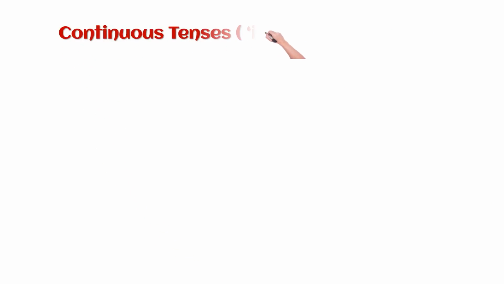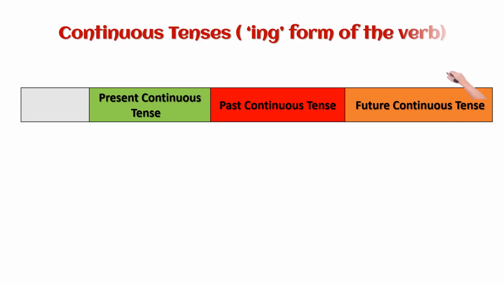Let us now learn about continuous tenses. Students, always remember that in the continuous tense, the verb is always in the ing form. For example, eating, reading, talking, walking.